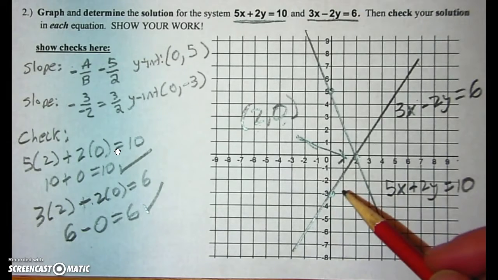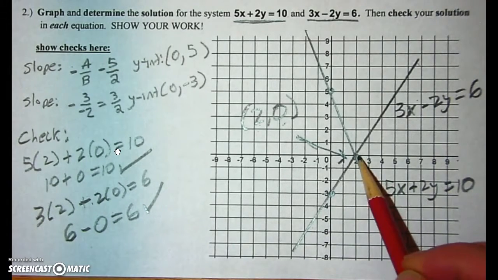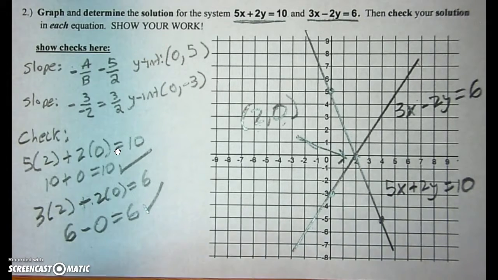We graphed it like we were supposed to do. We labeled both graphs like we were supposed to do. We found our point of intersection, and we did our check. We are done with question number 2.